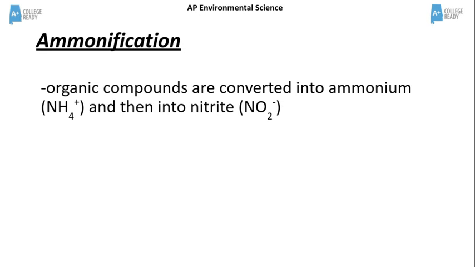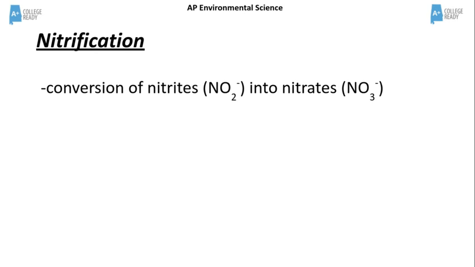Ammonification is the process in which organic compounds are converted into ammonium, NH4+, and then into nitrites, NO2-, after organisms die. It is carried out by microorganisms and results in making nitrogen available for use by other organisms. Nitrification is the conversion of nitrites into nitrates. It requires oxygen, so it occurs in circulating or flowing water and in surface layers of soil. Again, this process is facilitated by bacteria.